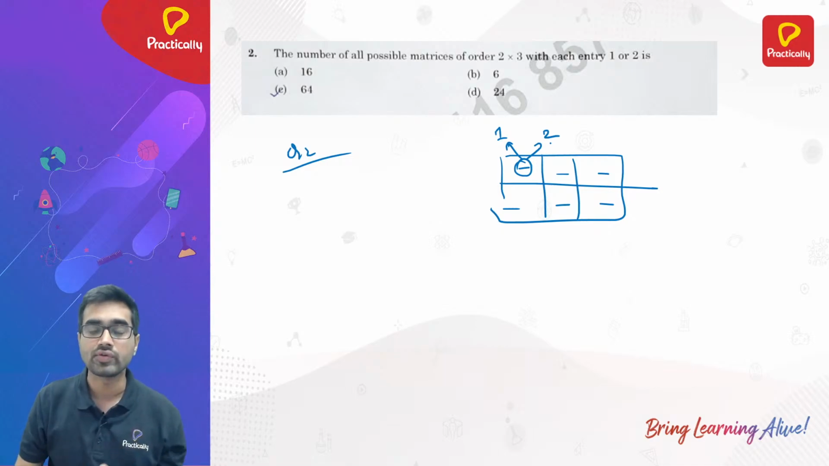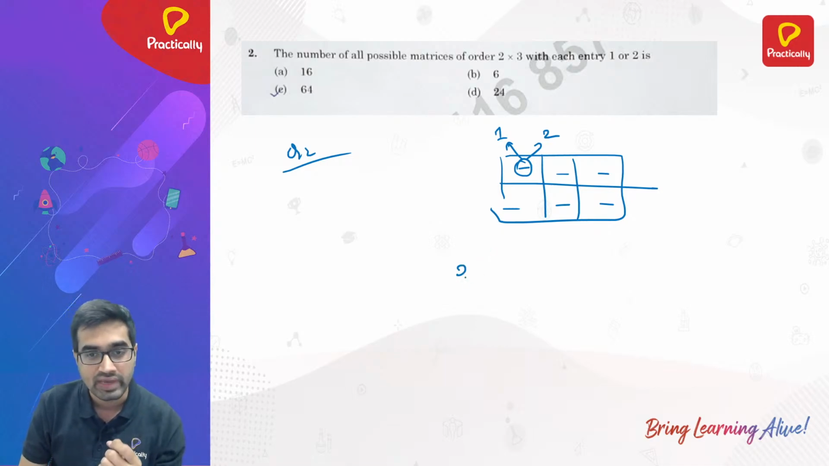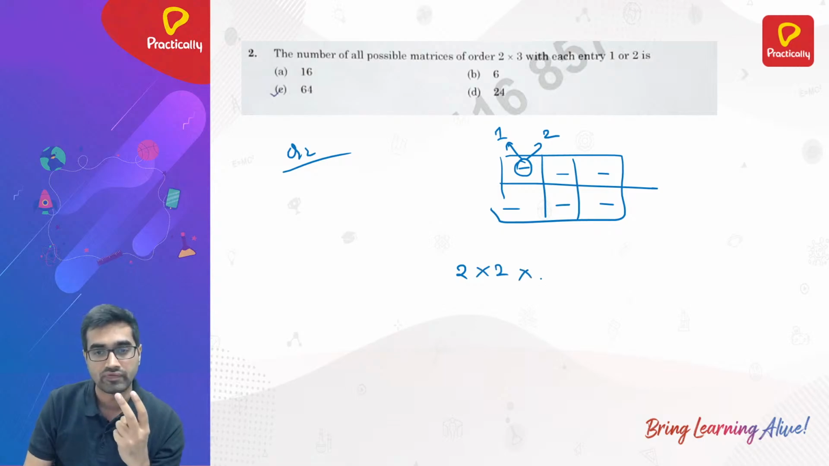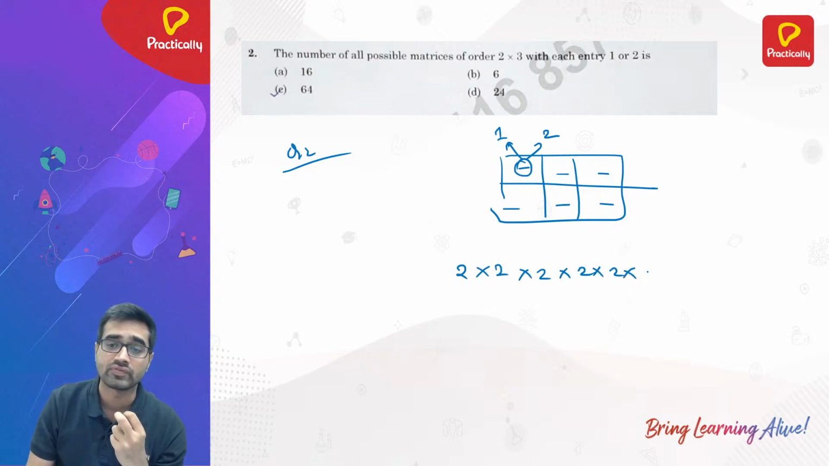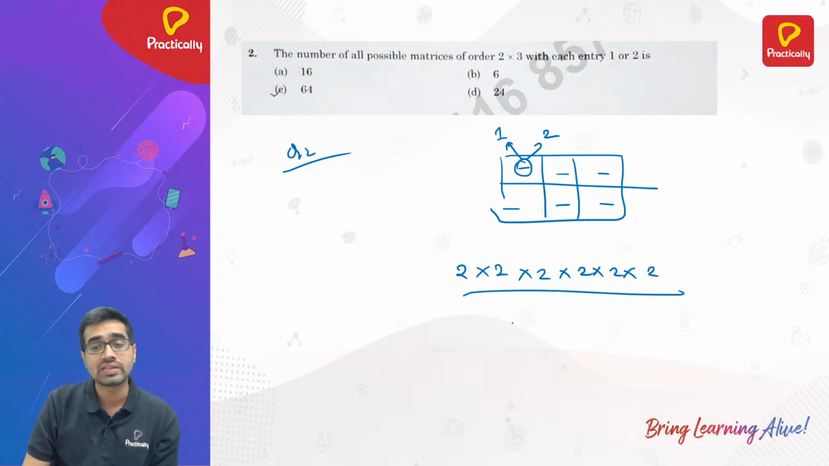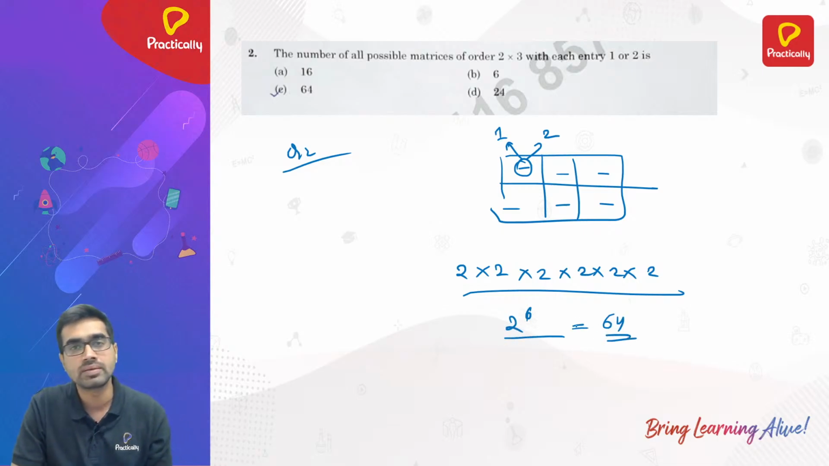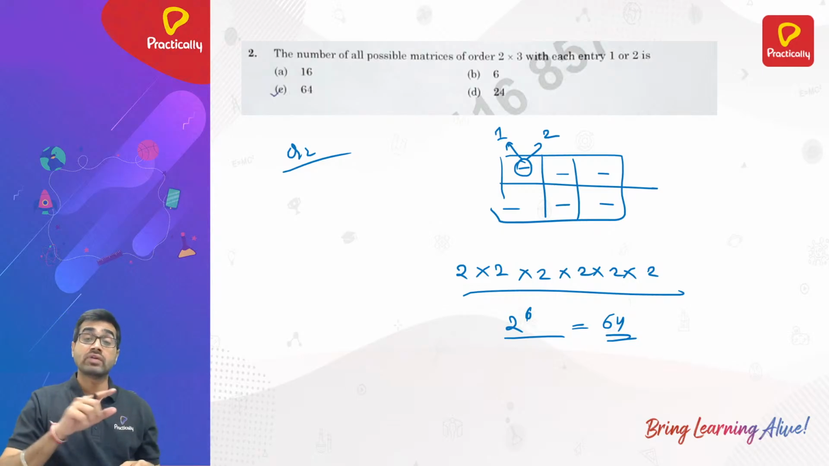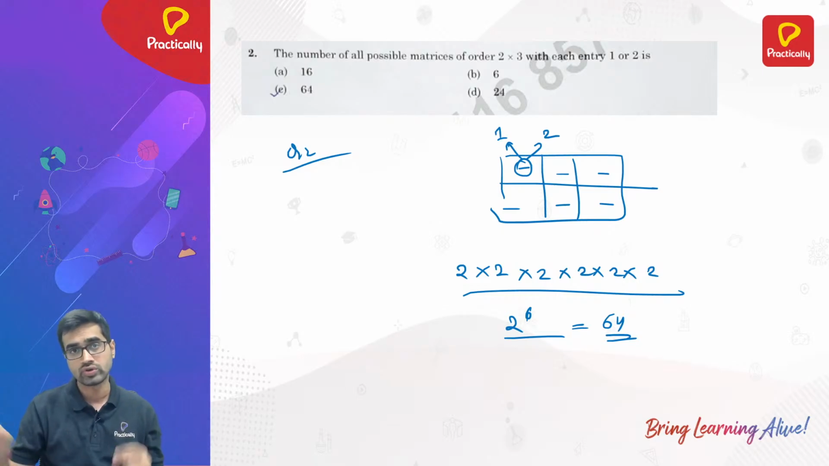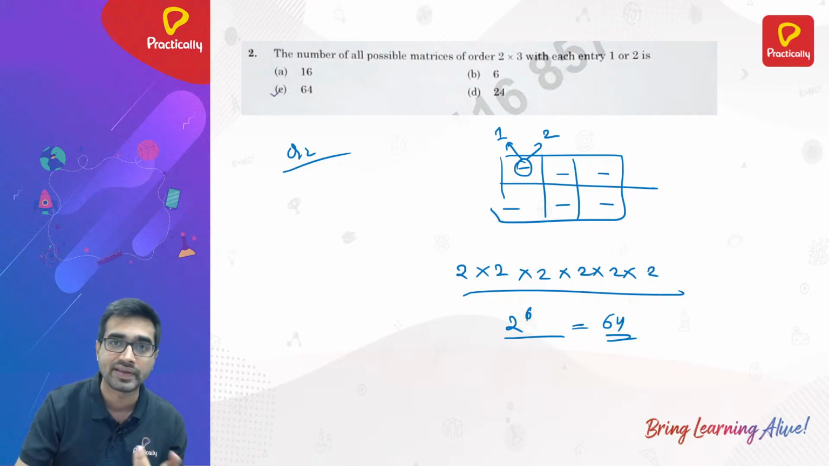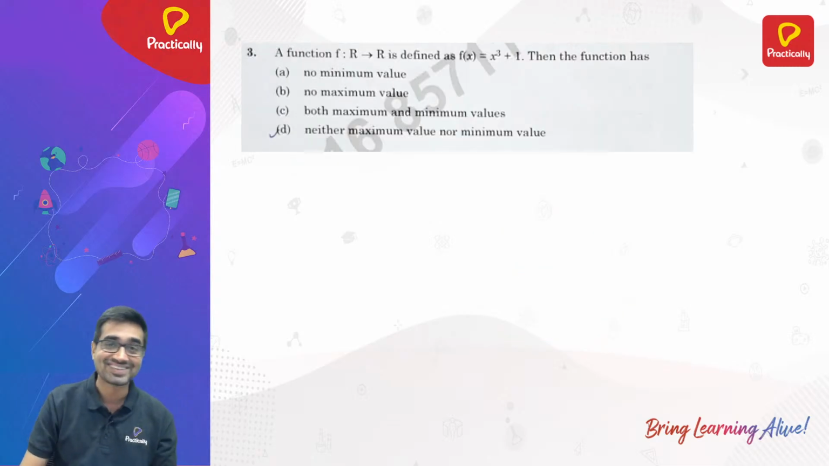So basically you can say that every value can be filled in 2 different ways, for each of the 6 entries. So the total is 2 to the power 6, which is nothing but 64. Simple. So how many possible matrices can you form? 64. You can write 1 1 1 1 1 1, you can write 2 2 2 2 2 2, you can write 1 2 1 2 1 2, you can write 1 1 1 2 2 2, like that. 64. Okay, let's take up the next one.